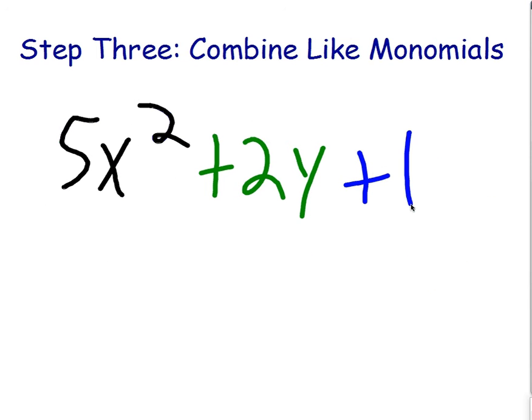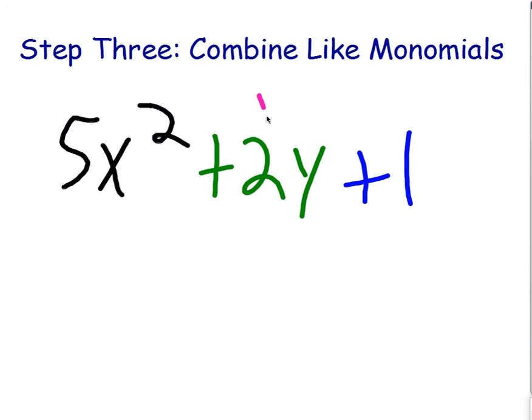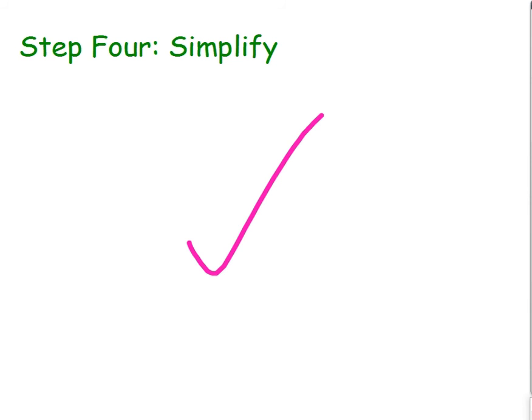So step 3 is to combine those. And then step 4 is to make sure it's simplified. Certainly there's nothing more we can really do with this one. So we'll just leave it as is, and that'll be simplified.